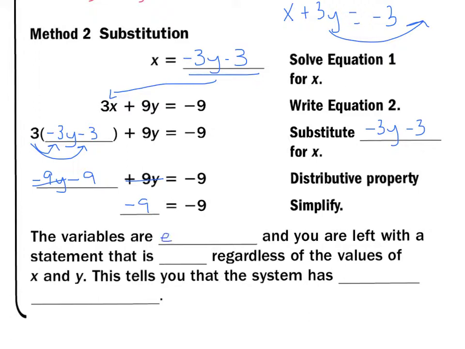We've eliminated the variables, and we were left with a statement that is true regardless of the values of x and y. And that tells us that the system has infinitely many solutions.